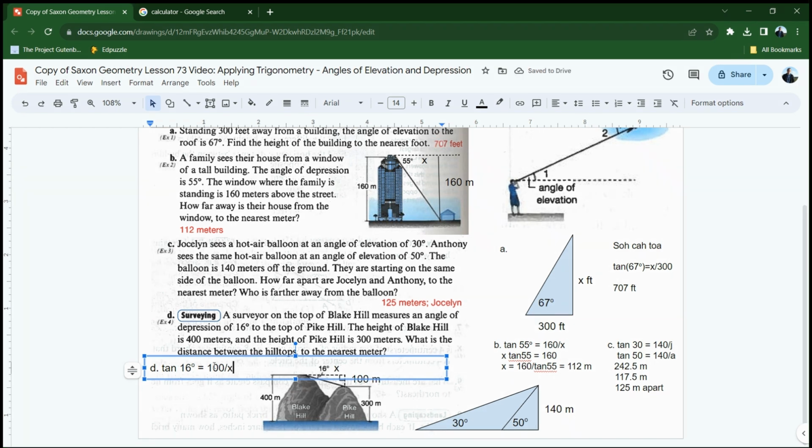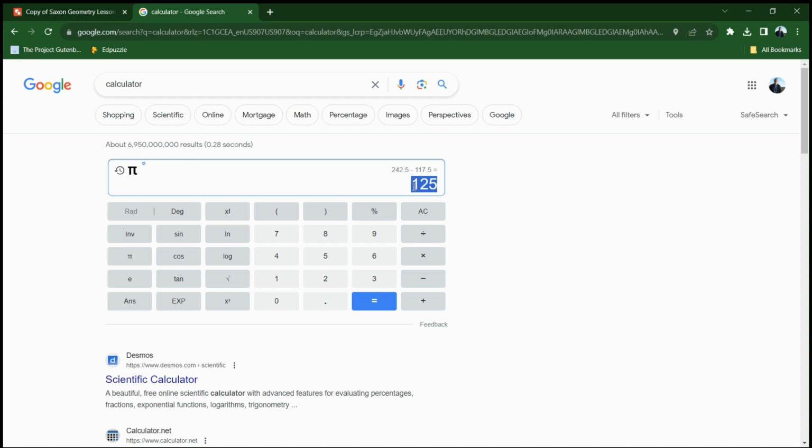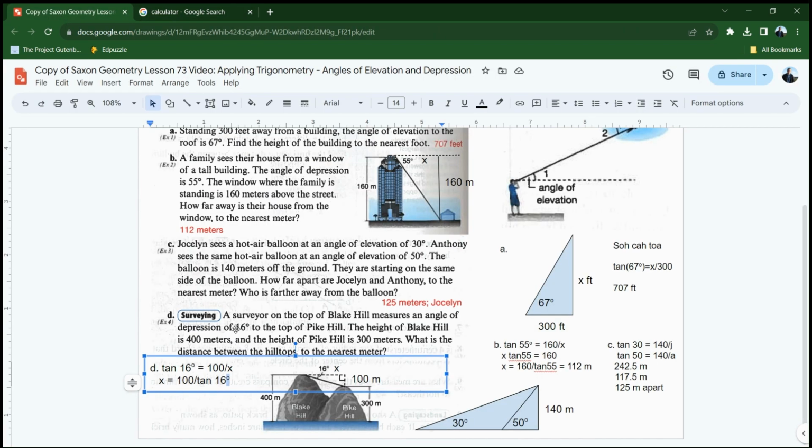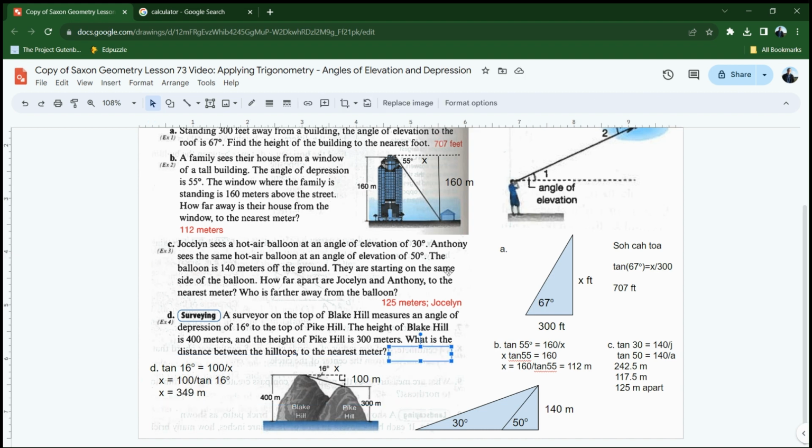I'm going to multiply both sides by x to get x on a side by itself. So we have the tan of 16 times x equals 100, or x equals 100 over the tangent of 16 degrees. All right, let's go back to our calculator, and we're going to do 100 divided by the tangent of 16 degrees. And we're going to get 349 rounded to the nearest whole meter. X equals 349 meters. And that is how you work elevation and depression problems. You should be able to do the next problem set for next time.